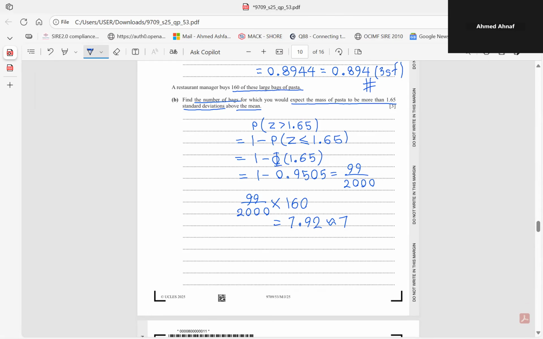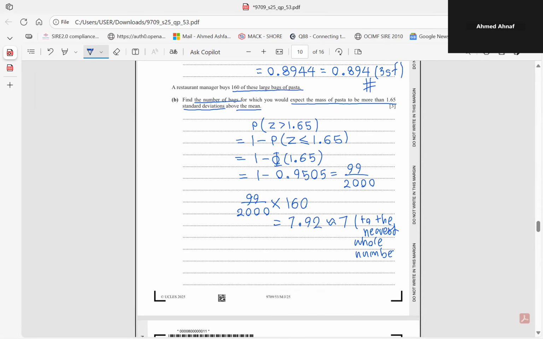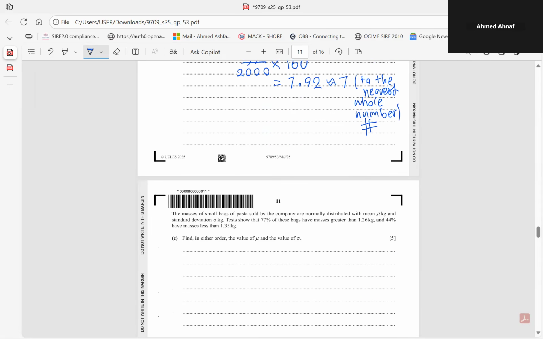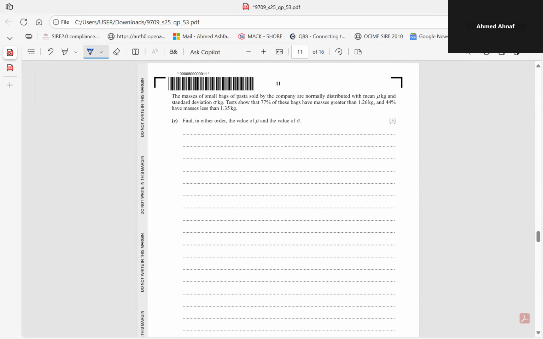So I'm just going to put 7 to the nearest whole number. So this is our final answer for this part. It can either be 7 or 8. Let's head on to the next and final part.